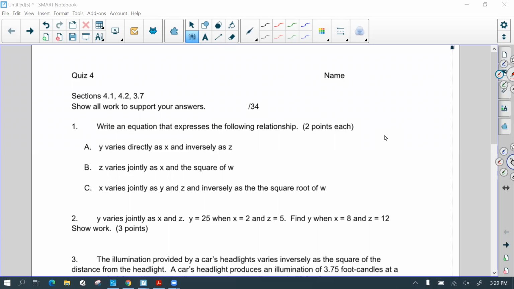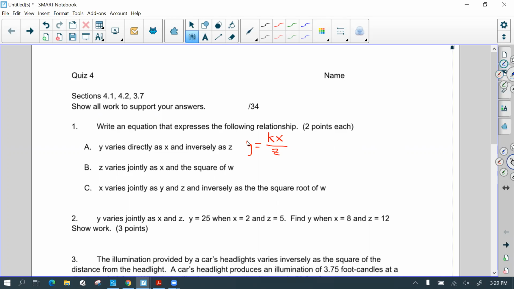Okay, here's the quiz solutions. So y varies directly as x, so k times x. Remember, don't forget k. That's the constant of variation. And inversely as z. That is it for letter A.